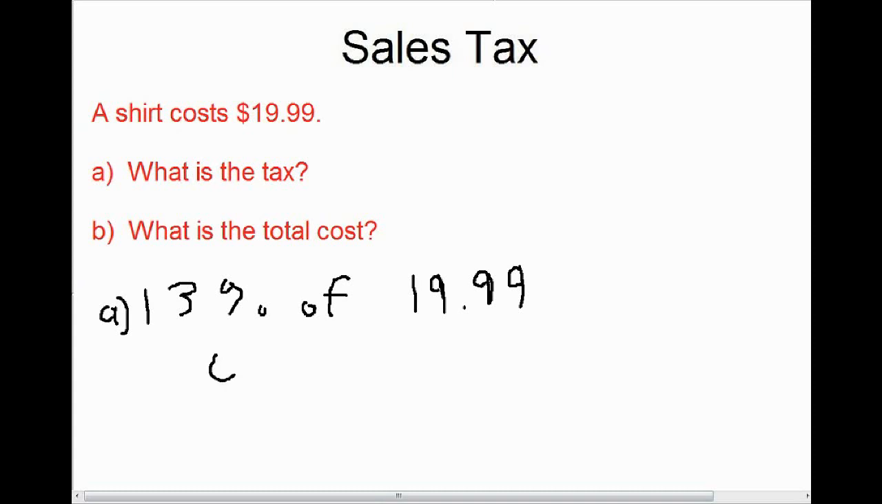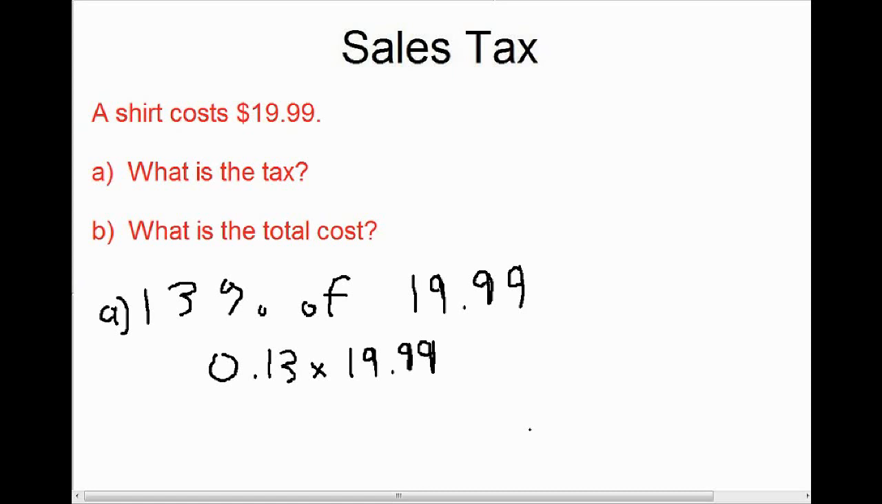So one way to do that is to change the percent to a decimal, and then multiply. And 19.99 is already a number, so it stays as $19.99. Well, here we can see having a calculator can come in handy for this type of question.